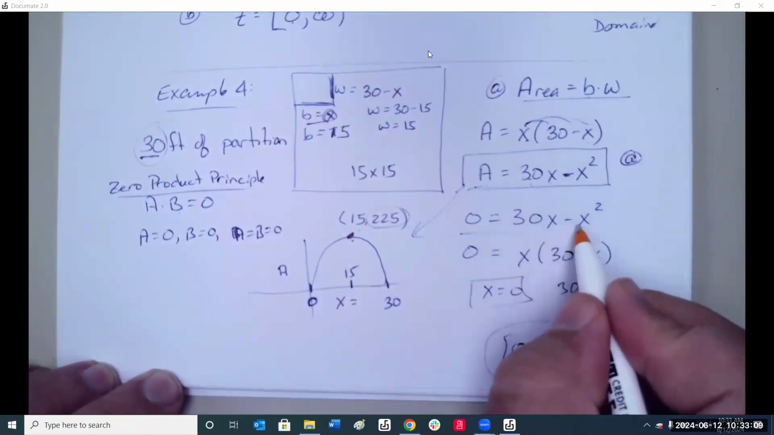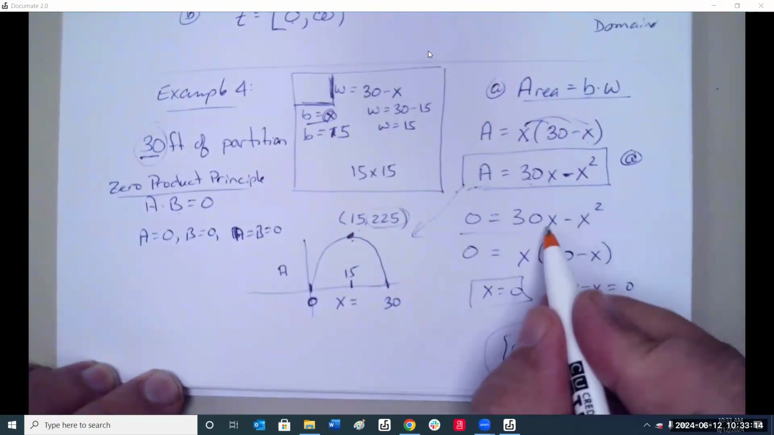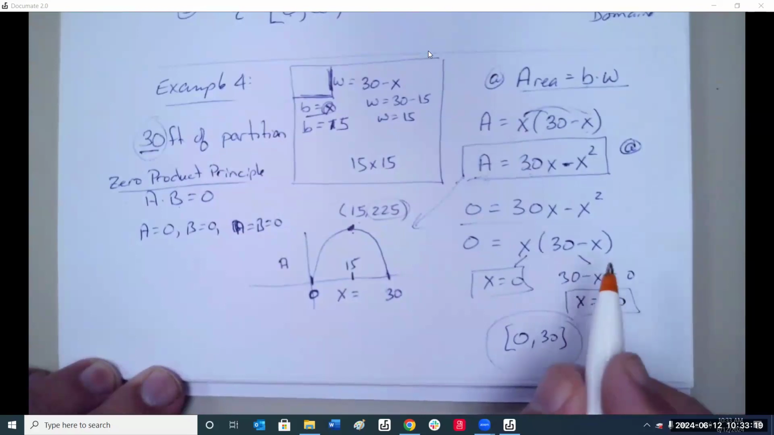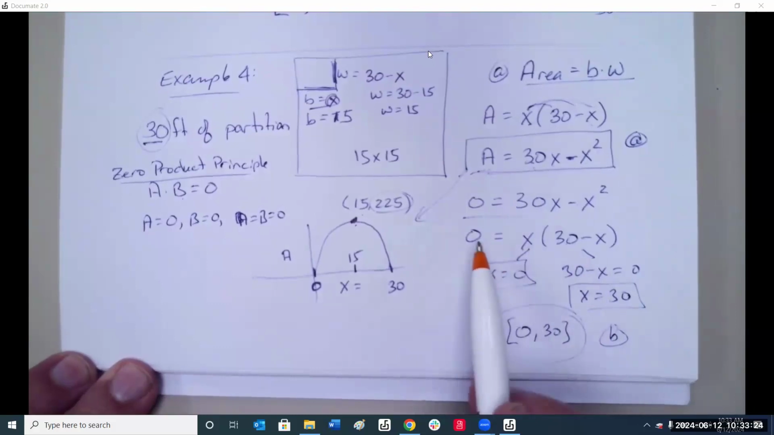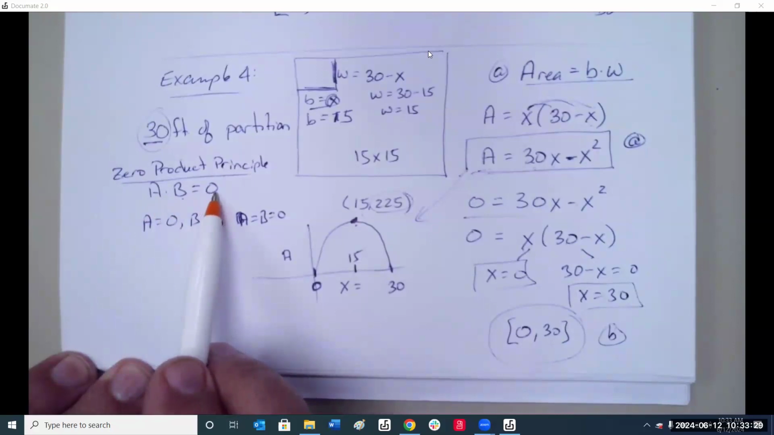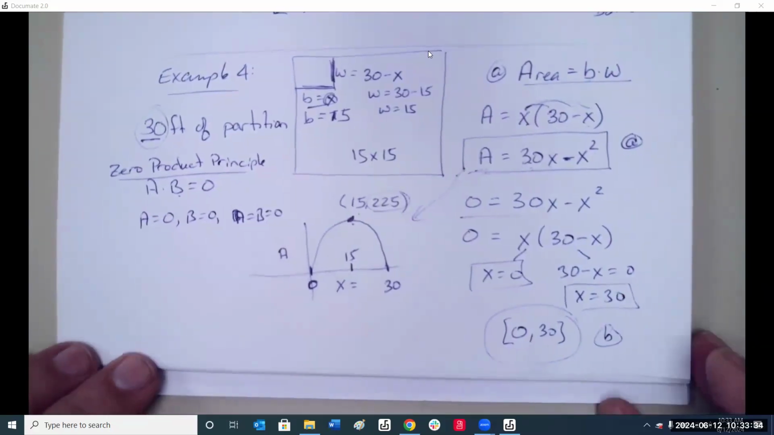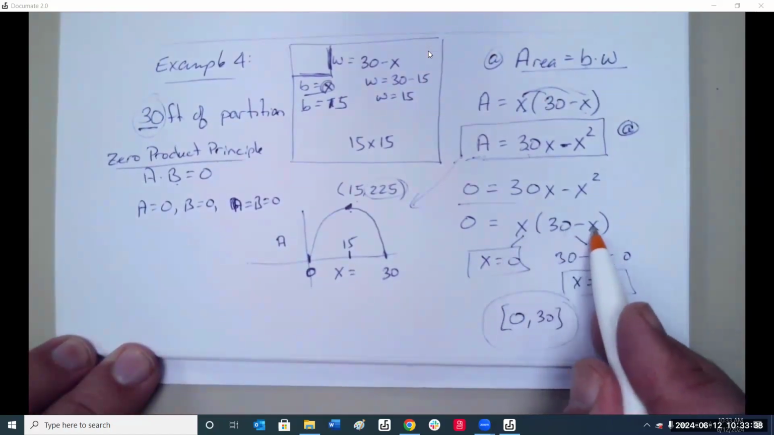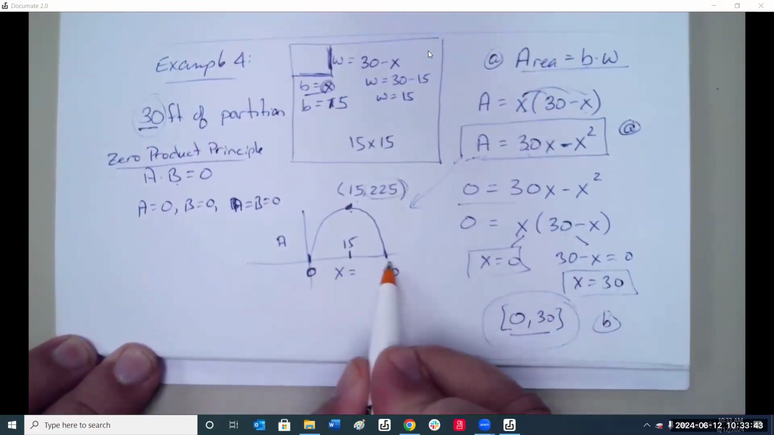To find our domain, we set it equal to 0. We can factor the x out and set both factors equal to 0. Because they're multiplied and equal 0, we use the zero product principle: if the product of two terms equals 0, then the first term or the second term, or both, equal 0. So x is 0, or 30 minus x equals 0. So this is my domain. I'm going from 0 to 30.